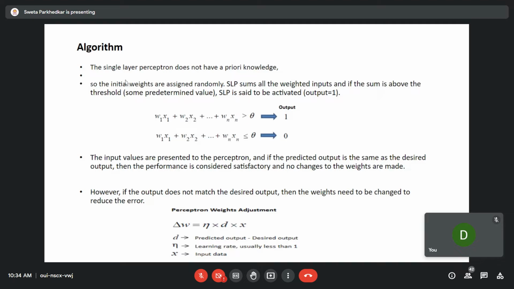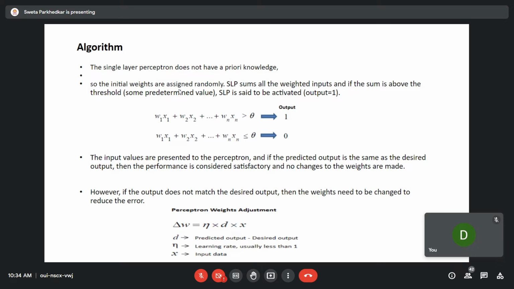Okay. Algorithm, so the algorithm of a single layer perceptron does not have a priori knowledge. Okay, now what does this mean? The single layer perceptron does not have prior knowledge. Suppose you want to classify the particular image given as an input is a dog or a cat. So it doesn't know whether that particular image is dog or cat. It is unlabeled data. Okay, it is not a labeled data set, it is unlabeled data. So it did not have a prior knowledge.